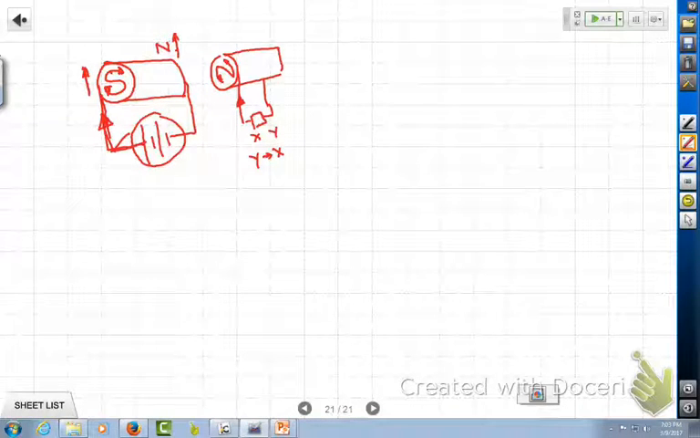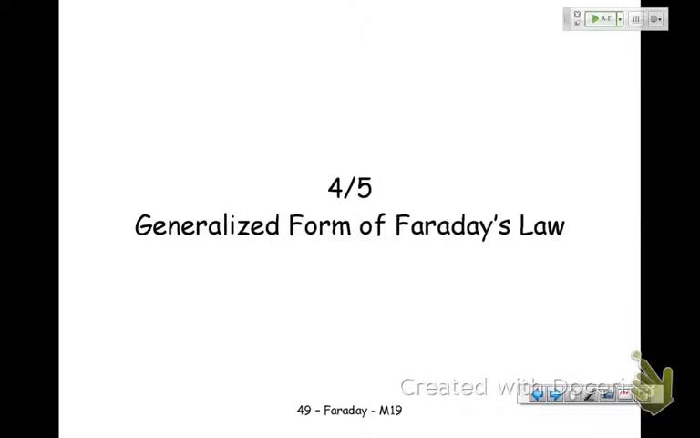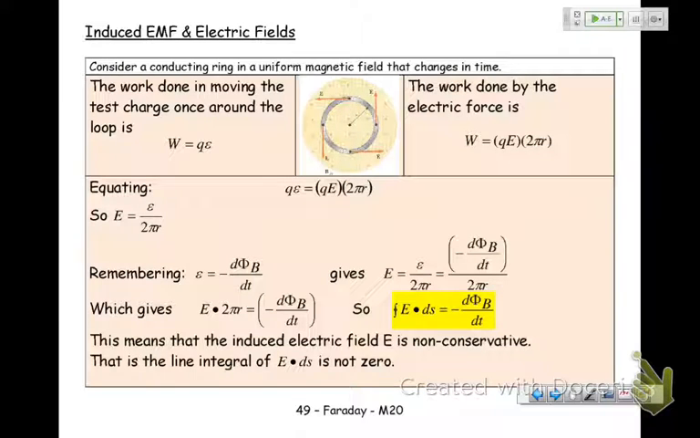So play with these. There's going to be something like this on the test, so play with it. Almost done. These last two bits, we kind of wave goodbye to before we do spring break, basically.